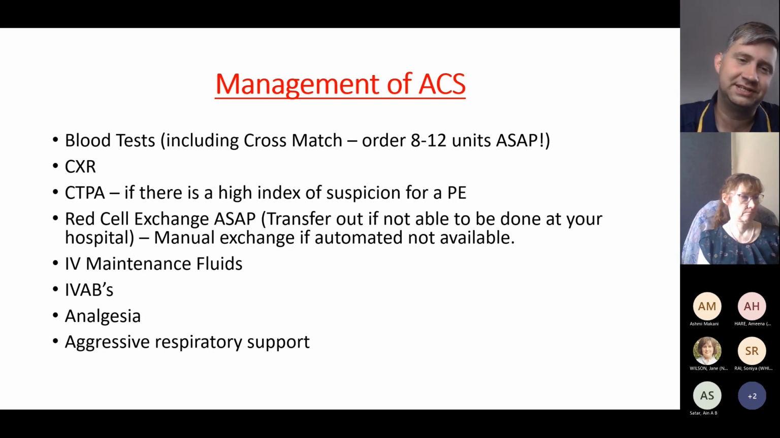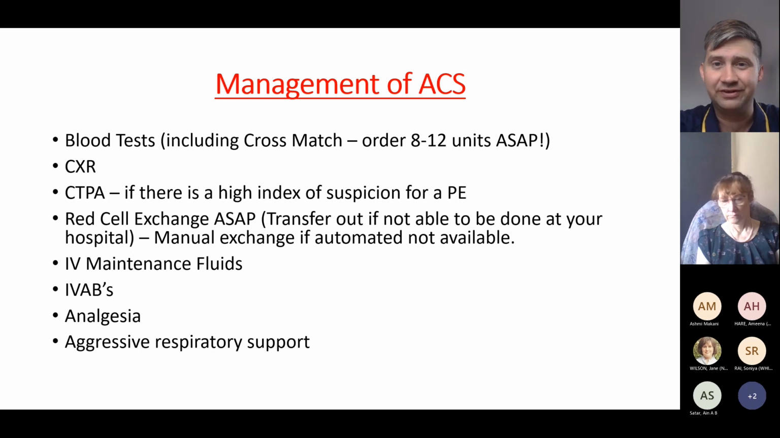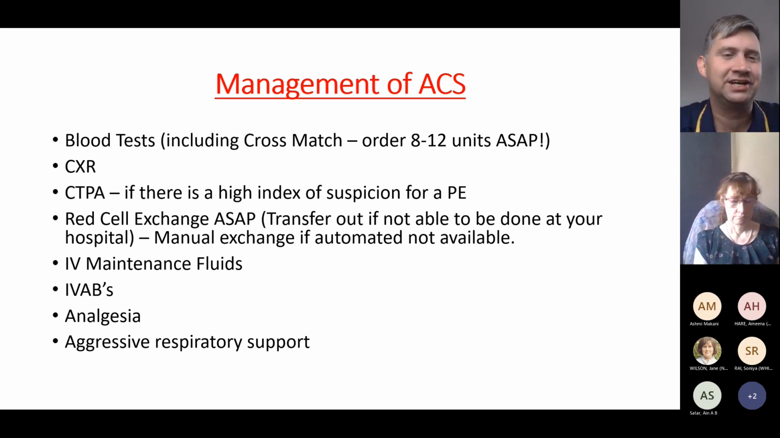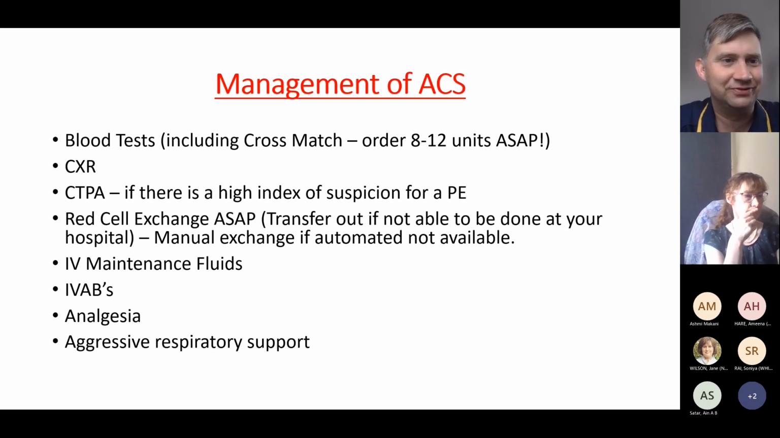We'll do a chest X-ray to see what we're doing. The CTPA, if there is a high index of suspicion for a pulmonary embolism. We'll do a red cell exchange as soon as possible, and we need to transfer out if that service isn't available. So say they go into a hospital like a DGH that doesn't deal with sickle or isn't a sickle centre, they need to be sent elsewhere to be able to have an exchange as soon as possible.